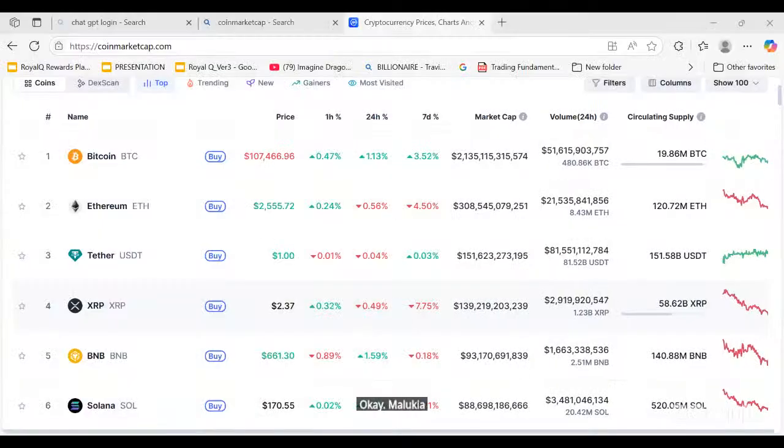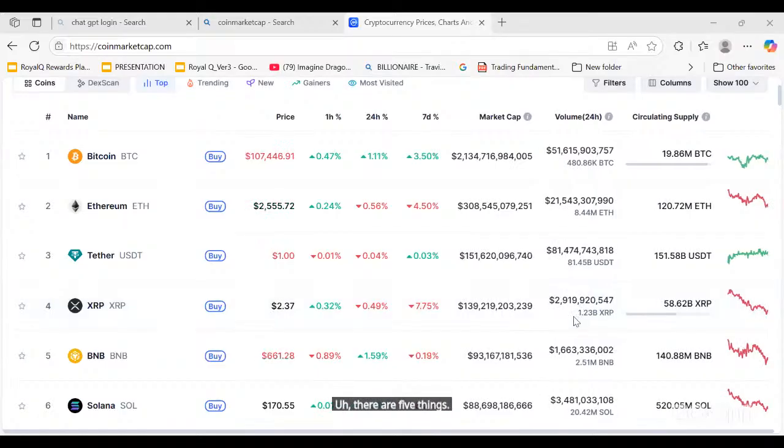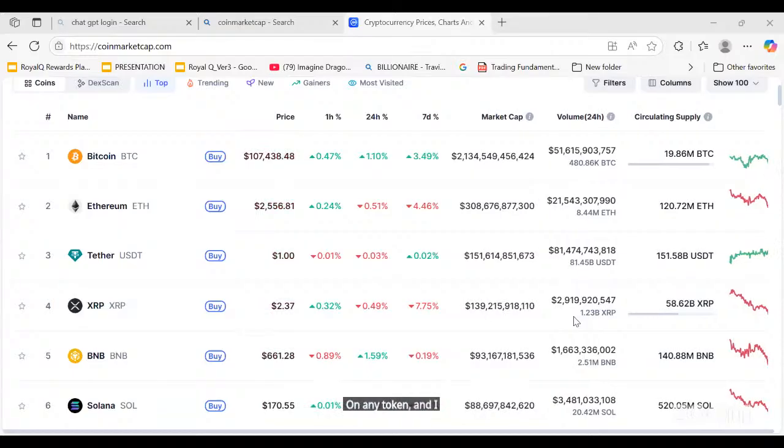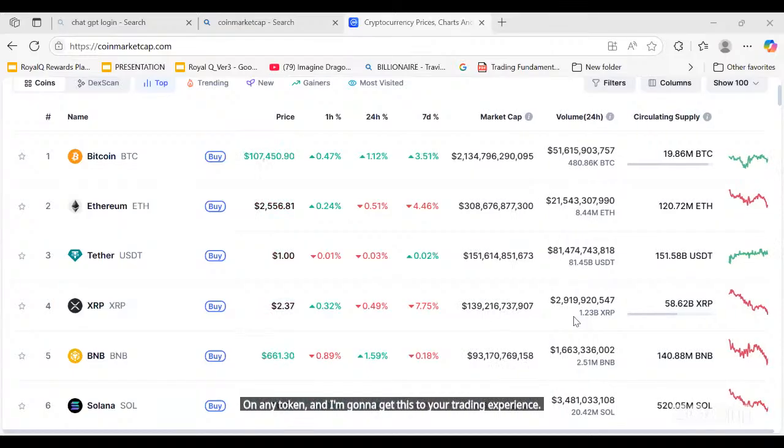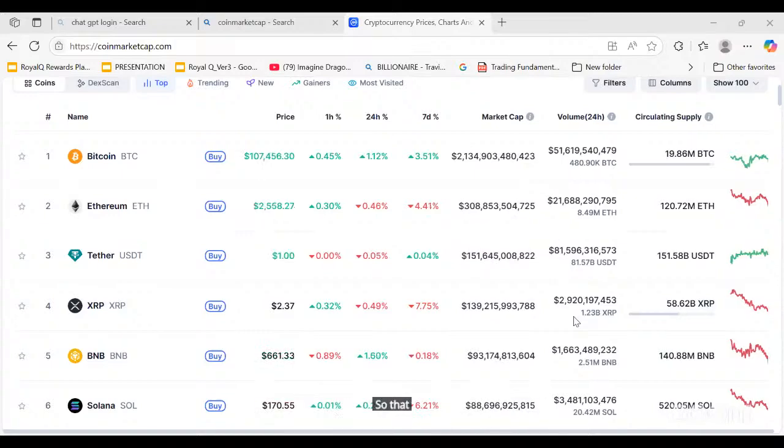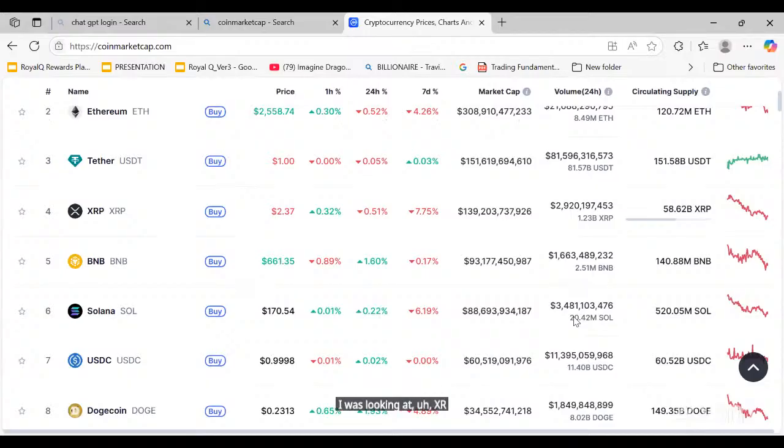Okay. But look here, guys. There are 5 things that are very important on any token. And I'm going to bring this to your trading experience as to why it could be good to trade certain coins. And then I take you to what we looked at yesterday at 2 p.m. so that I paint a perfect picture. Look here. I was looking at XRP and BNB.